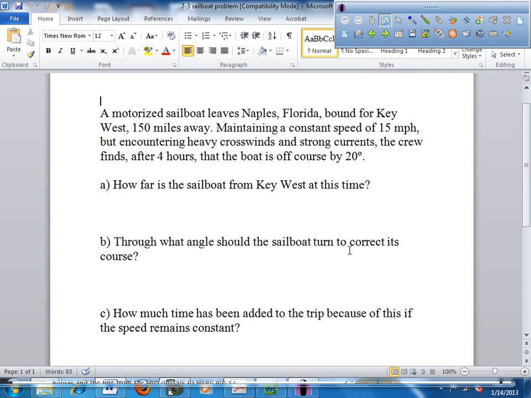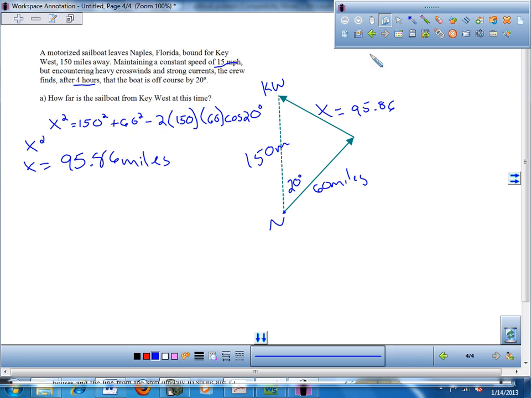The next part of the question says, through what angle should the sailboat turn to correct its course? So he wants to know what this angle that he needs to turn is, right? So really you have to find this angle and then subtract that angle from 180 degrees. So in this case, let's do law of cosines again. We'll call this angle C, the inside angle. Could you just do the law of sines? You could, but then you're going to have the ambiguous case because you don't know whether this angle is obtuse or acute. So you have to do two different possibilities.